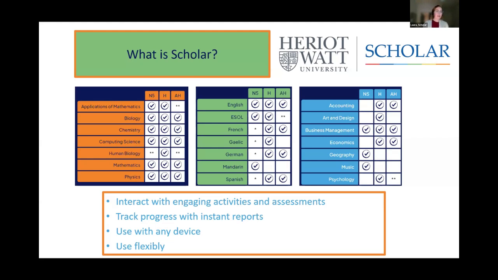Another important element of Scholar you might have noticed from the course tables in front of you is that at the moment we only support National 5s, Highers and Advanced Highers. So if you have a child in S4 who is not doing any National 5s at all, they will not automatically have access to Scholar, but they can ask their school and their school can grant them access manually. Sarah, could you go to the next slide, please?